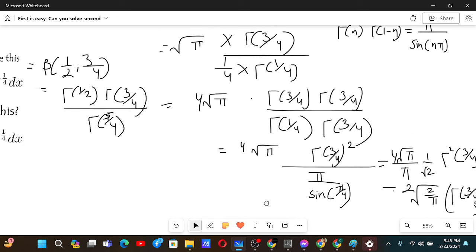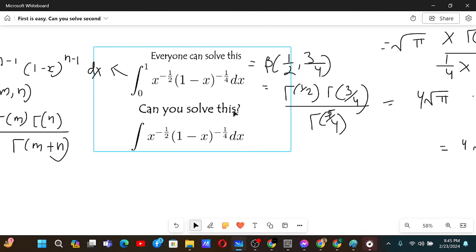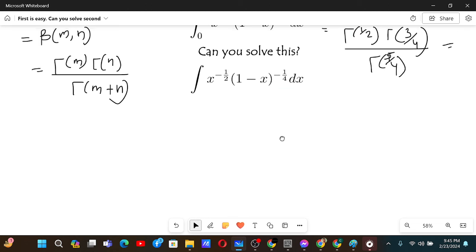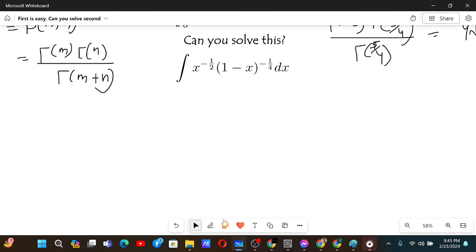But in this problem, since there were numerical limits of integration, we could use the beta function. But what if we did not have the numerical limits of integration? What to do in that case? In that case, we can basically expand this into the binomial series and then integrate term by term. Let's do that. x to the power minus 1 by 2.